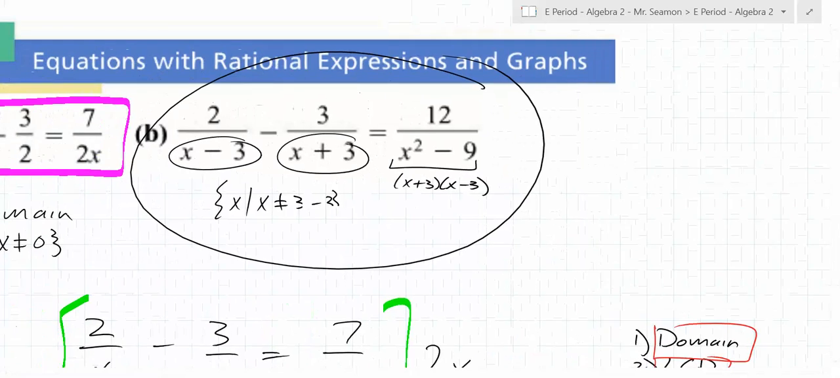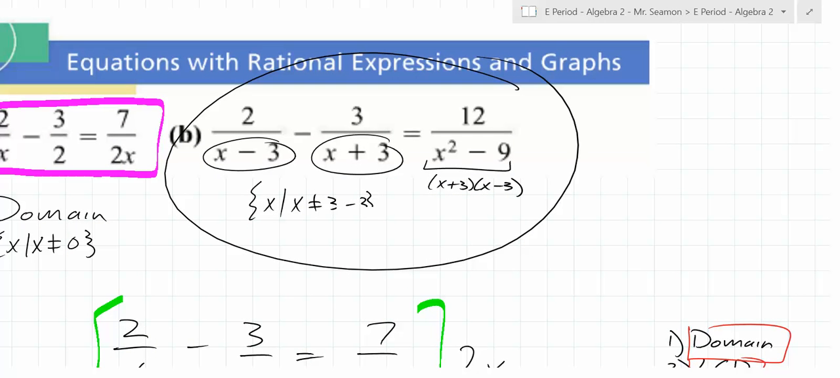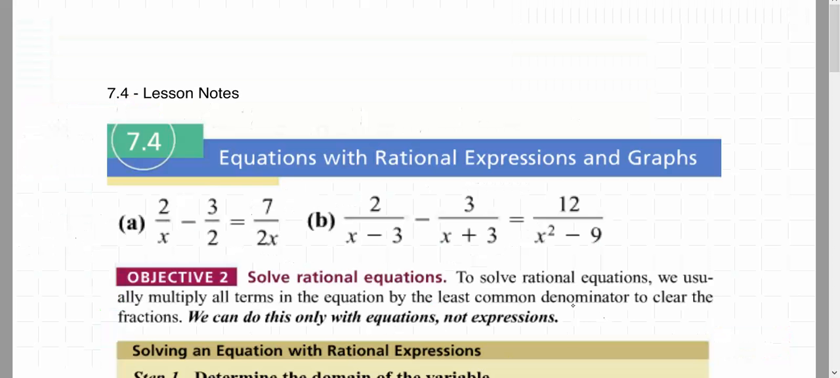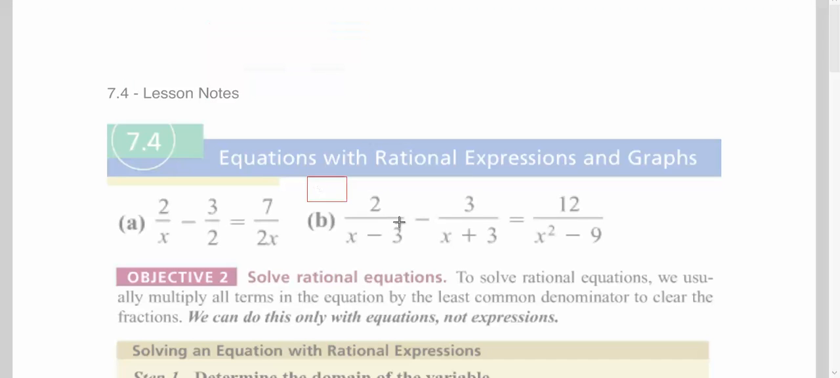So let's do another one here. It's a little bit more fun. At least I think so. Let's go back to this one right here. And let's say we wanted to simplify this one right here.